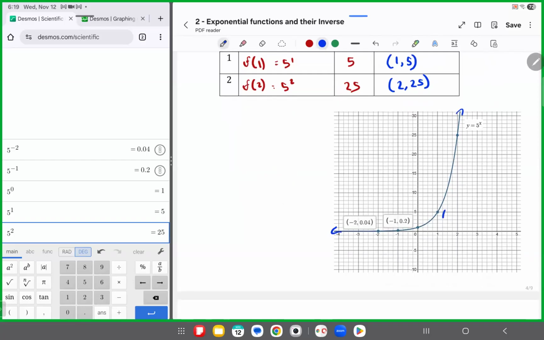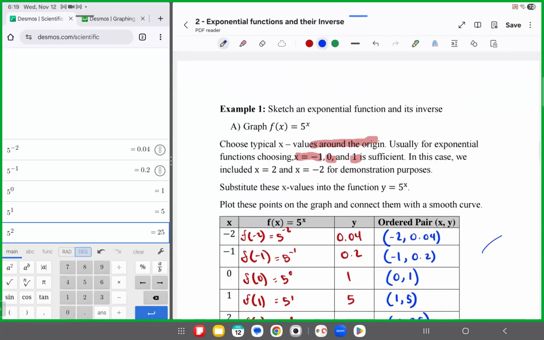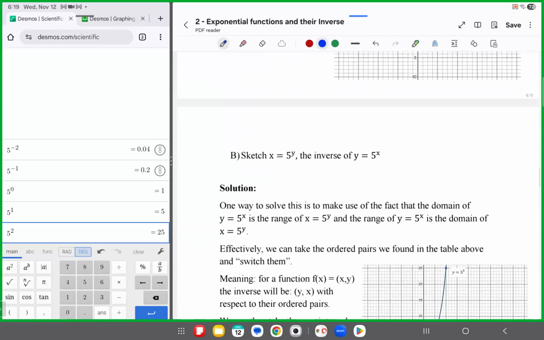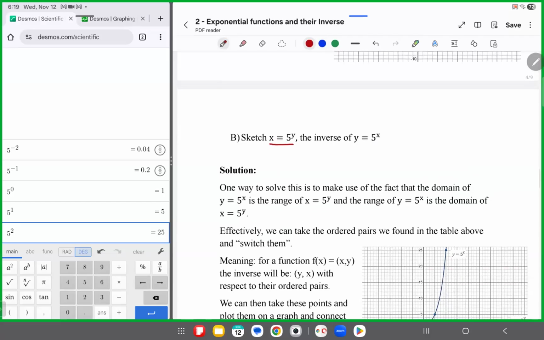So note that we got our points here: 1, 5. There's 2, 25, 0, 1, and so forth. Okay, so that's part 1. We graphed f of x equals 5 to the power of x. Next thing we're going to do is sketch x is equal to 5 to the power of y, which is the inverse of that function we just sketched.